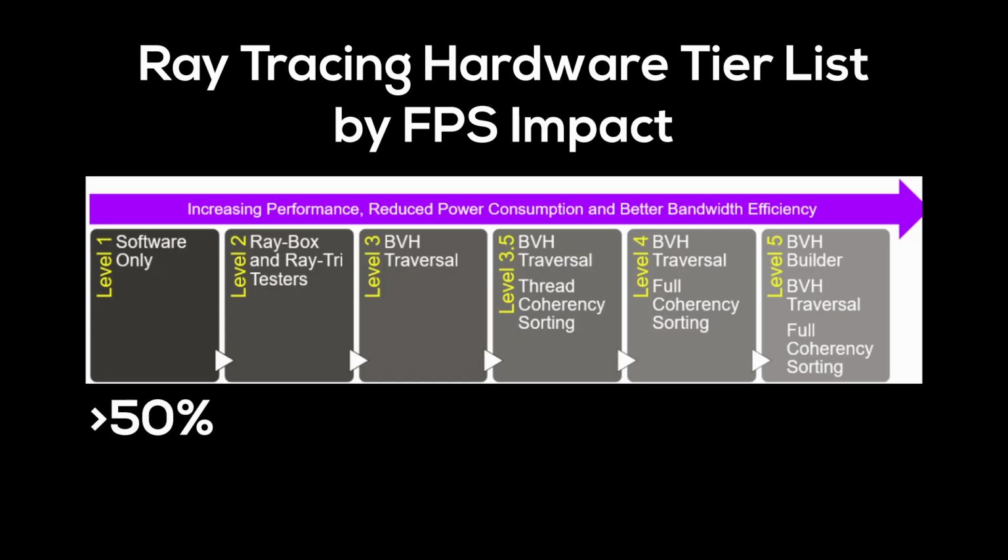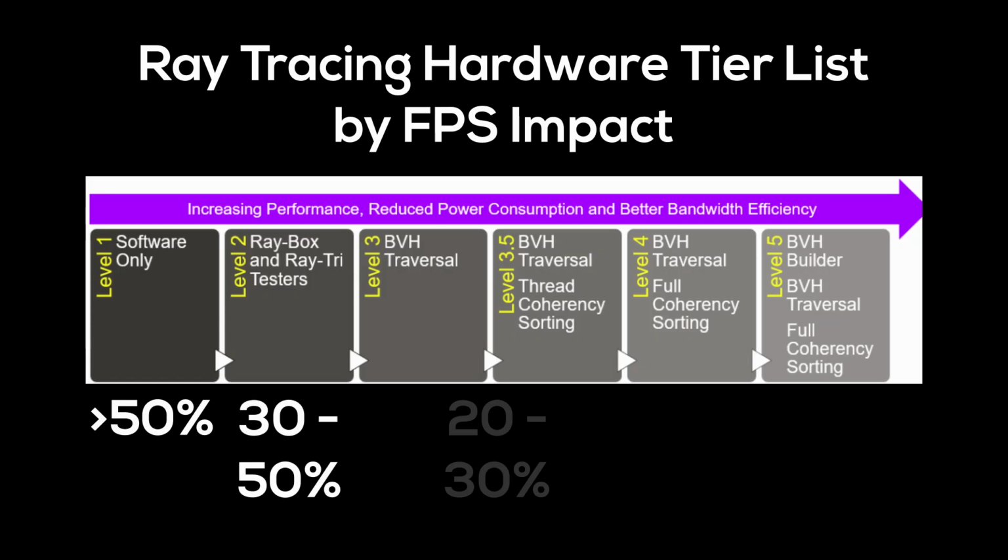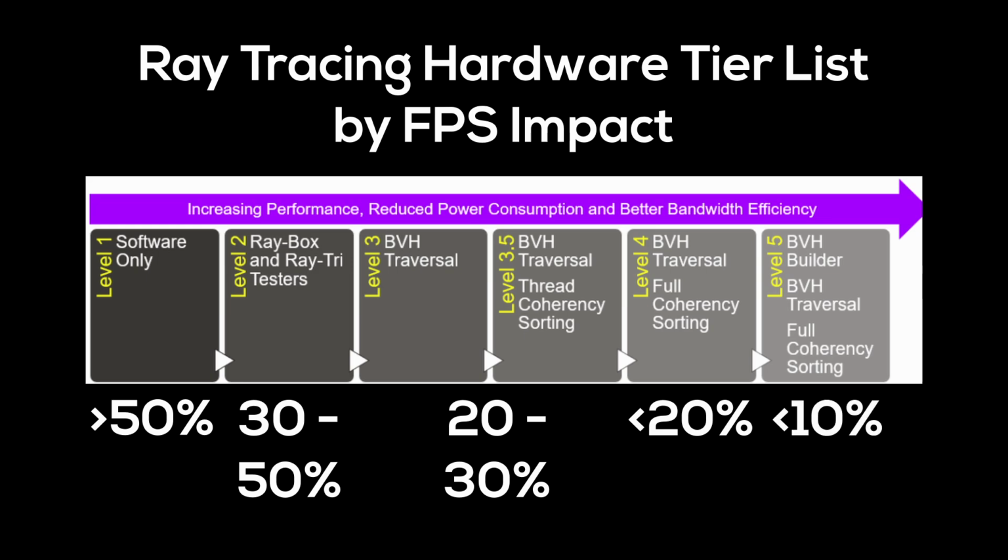I'm all for a more real-world focused approach. Best way would be to test how much of an FPS hit an architecture takes when turning on ray tracing. More than 50% is tier 1. Between 30 and 50% is tier 2. Between 20% and 30% is tier 3. Less than 20% is tier 4. And finally, less than 10% is tier 5. But that's just an idea.